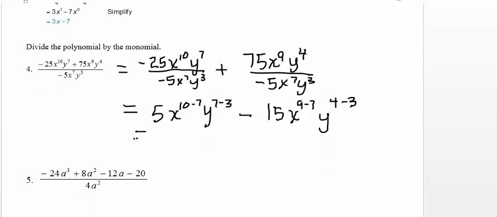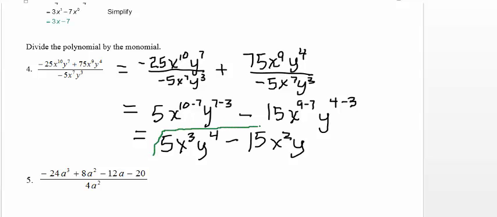And my result is 5x cubed y to the 4th minus 15x squared y. Y to the 1st is simply y. And that is my final answer.